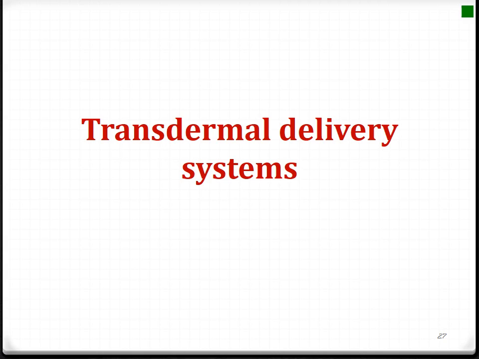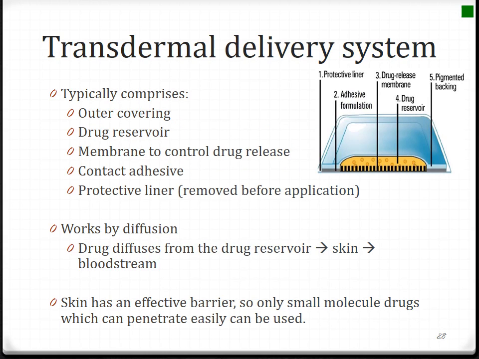Most medicated topical preparations do not allow substantial amounts of drug to be absorbed into the bloodstream. Transdermal delivery systems are dosage forms that, when applied to the skin, will deliver drugs through the skin into the systemic circulation. I'll just mention them briefly. A transdermal delivery system typically comprises an outer covering, a drug reservoir, a means of controlling drug release, for example through a membrane, contact adhesive which allows the patch to adhere to the skin, and a protective liner which is removed before the patch is applied to the skin.